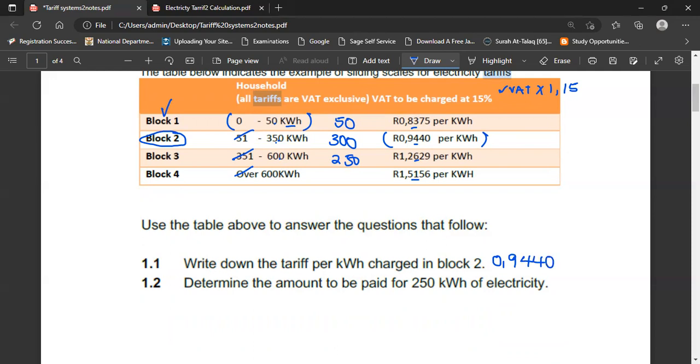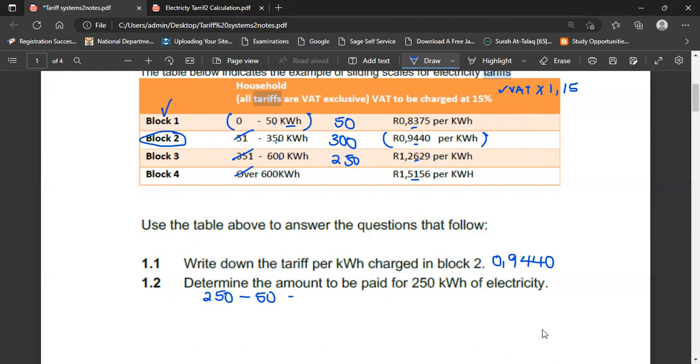Then determine the amount to be paid for 250 kilowatts per hour of electricity. We shall be using the table above as we calculate. Take the units used, minus 50. Why do we subtract the 50? Because electricity starts in block 1, but block 1 only caters for the first 50 units. This is 250, meaning it has exceeded the first block.